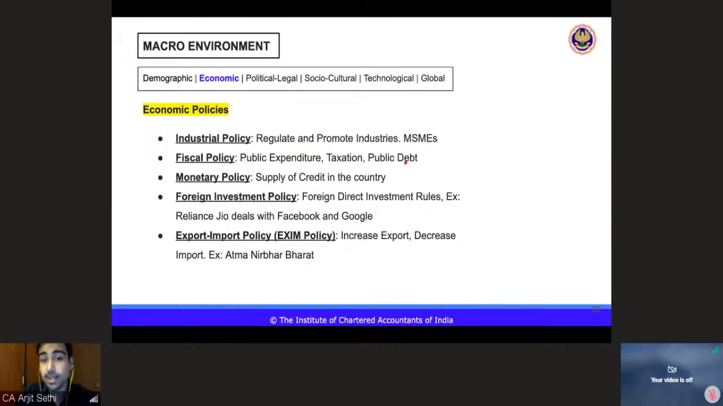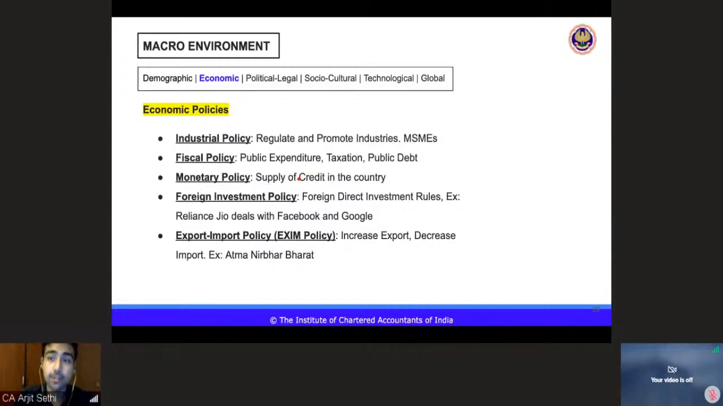What is the public debt? Means how much loan does the government have? A government which has more of loan will charge more tax, right? So if you understand from a perspective of a business, if my country has more loan, the country will charge more tax because it has to repay that loan, right? So we have to understand the fiscal policy of that particular country, of that particular place, of that particular scenario, of that particular area, right? Coming to monetary policy, supply of credit in the country, as simple as that. Monetary policy defines the supply of credit.